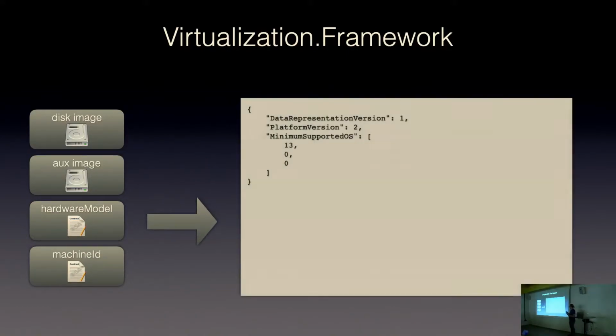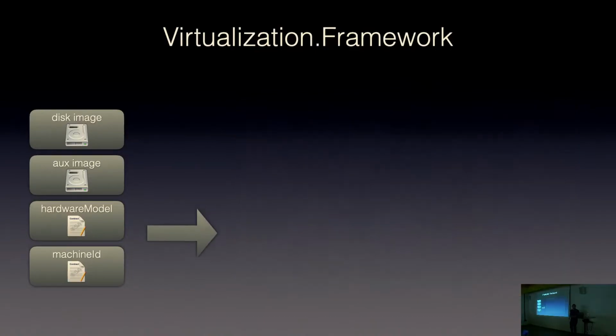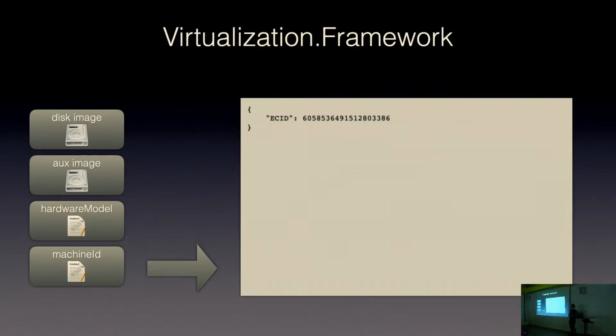The hardware model is super obvious. It basically is the same as the -m flag in QEMU. There's nothing there. It just says, please use this particular device emulation version so that you can run older versions of macOS on newer versions of Virtualization.Framework. And the machine ID is literally a single variable, which is the ECID. We're getting into what the ECID is in a second.